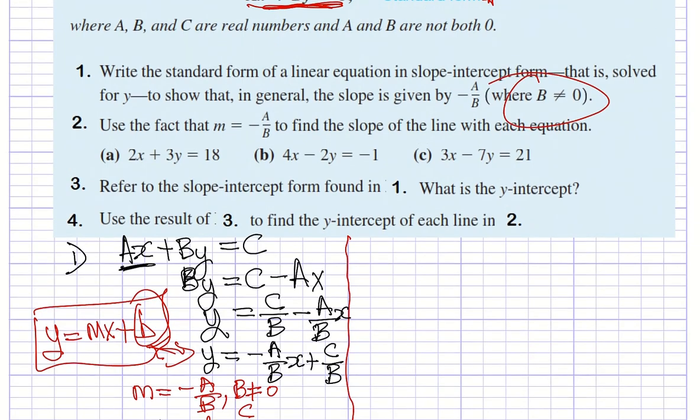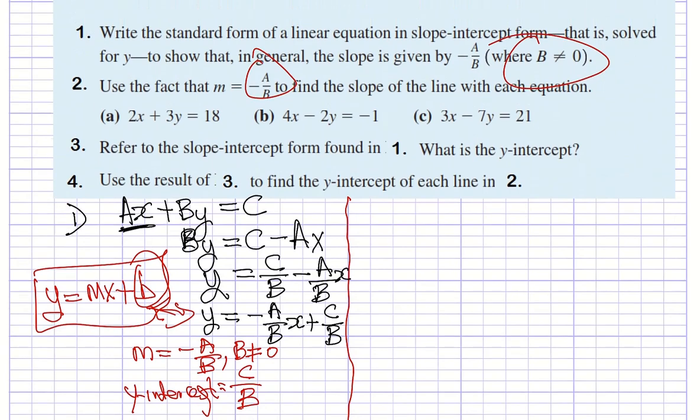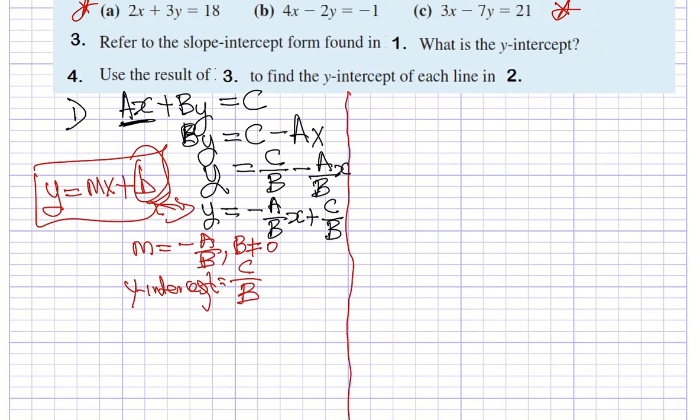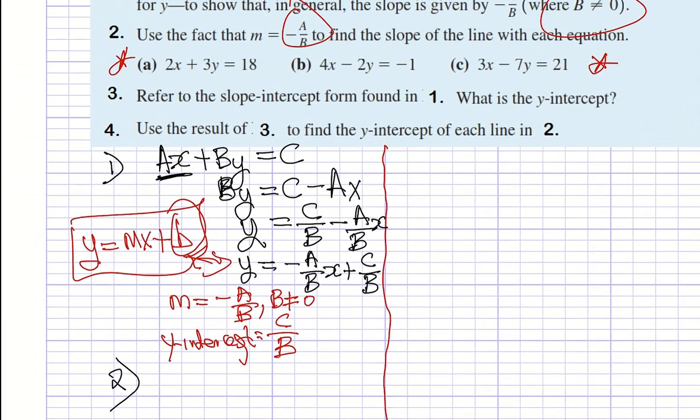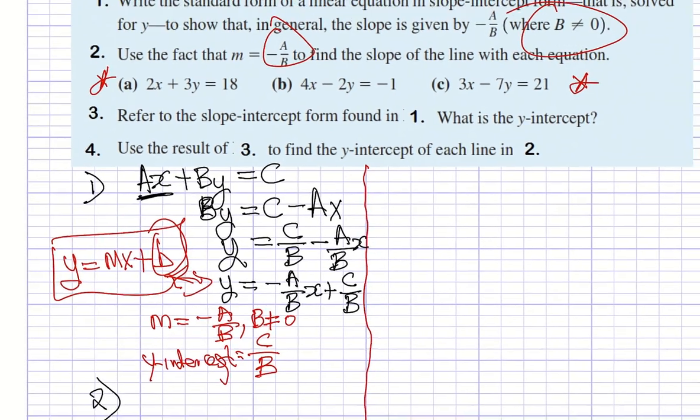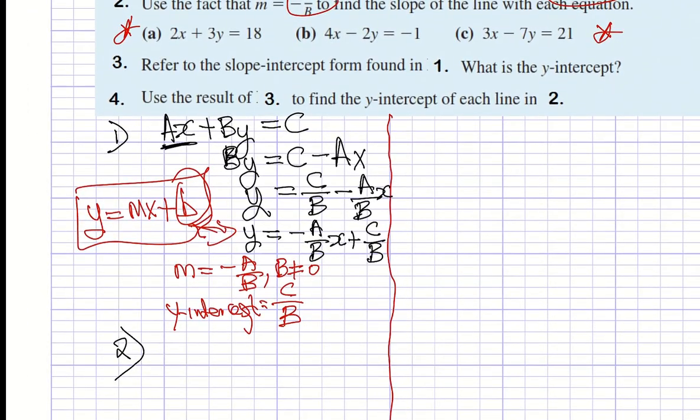Okay, so use the fact that m equals minus a over b to find the slope of the line with each equation. They gave you a bunch of equations and tell you to use the fact to find the slope of the line with each equation. That's all they're saying. So let me change my color again. We're going to find the slope over here. The way they're saying it is okay. We can use what we found here.